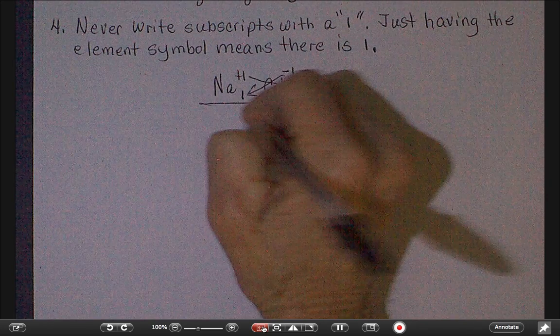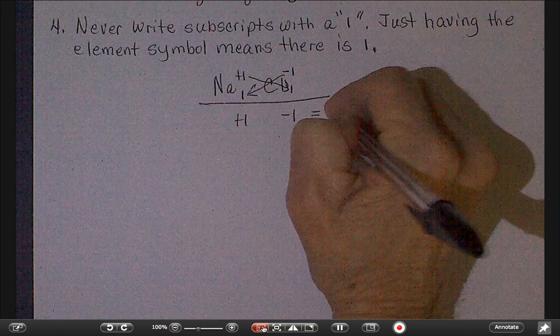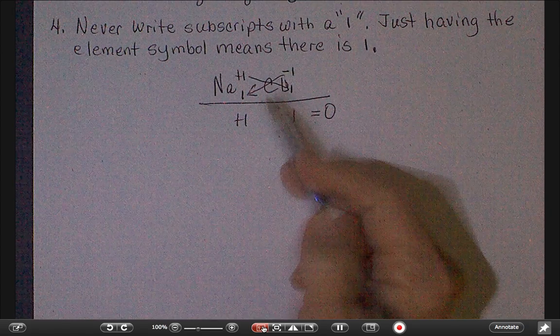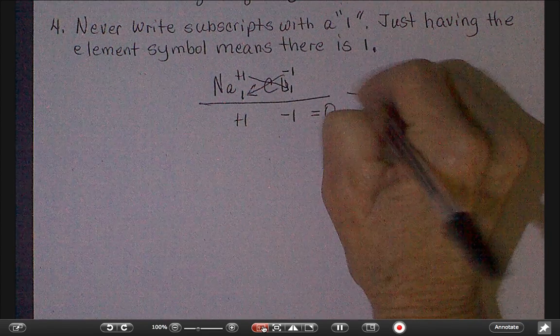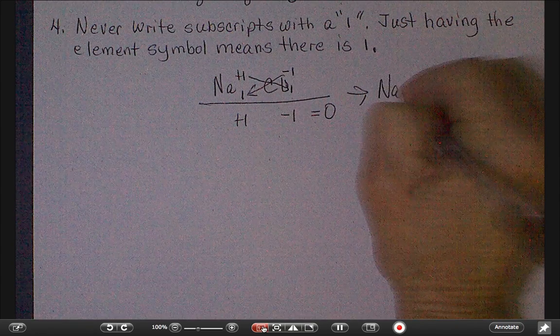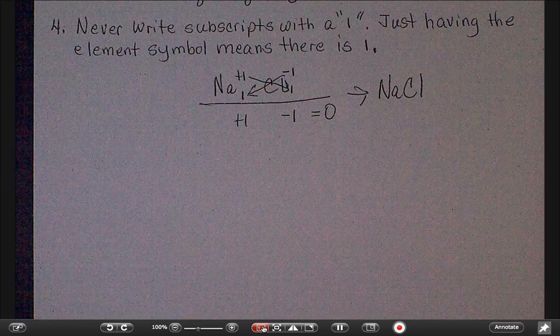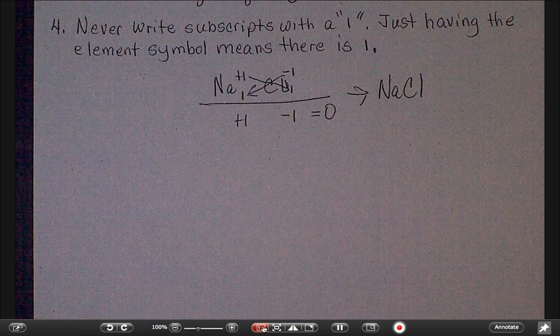Do the math. Plus 1 minus 1 equals what? Zilch. Now, you see these ones? Okay. So it goes to NaCl. Okay? Never write ones. All right?